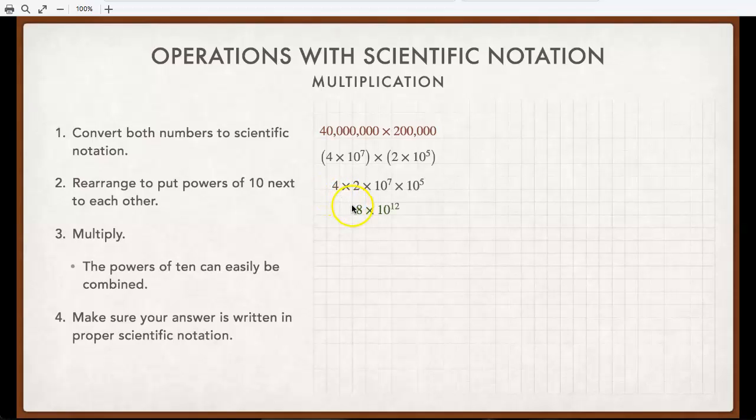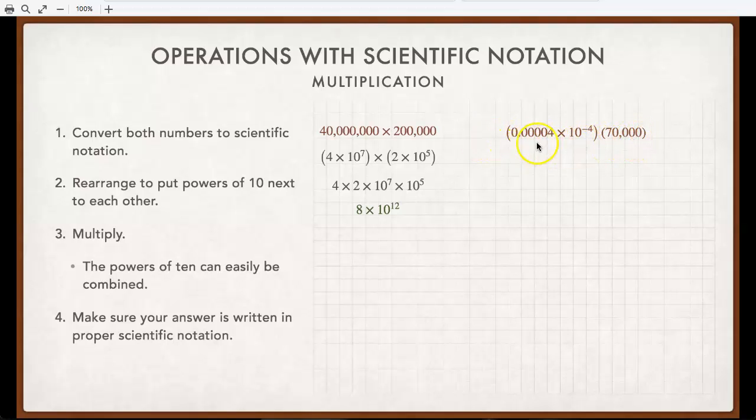We're going to multiply together the 4 and the 2 and get 8. And 10 to the 7th times 10 to the 5th multiplied together. Since the bases are the same, we add the exponents and we get 10 to the 12th. That is proper scientific notation. There's only one digit to the left of the decimal point. What about another example? A small number and a larger number.